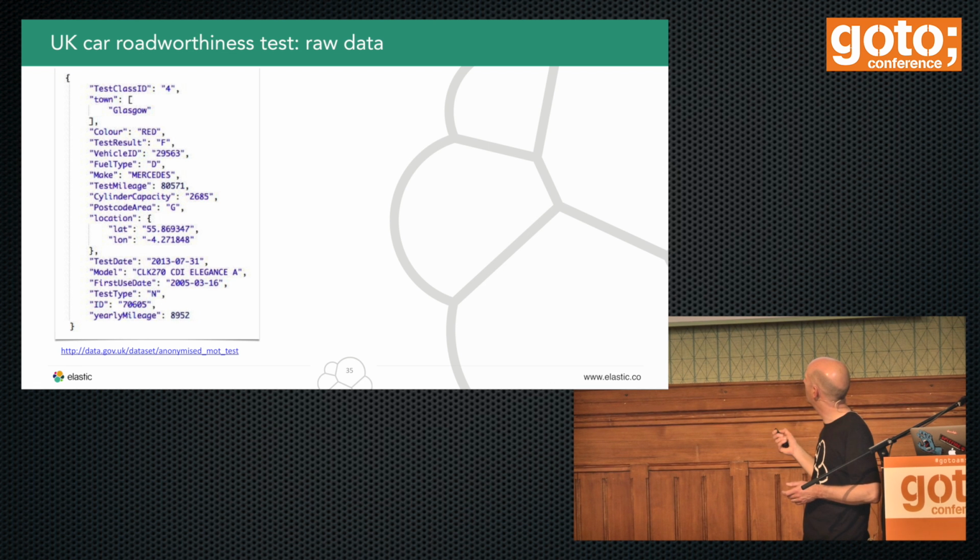Another quick example, UK car roadworthiness tests. So there's 37 million of these things. They're called MOTs, standing for Ministry of Transport. They're tests. Did this car pass or did it fail?